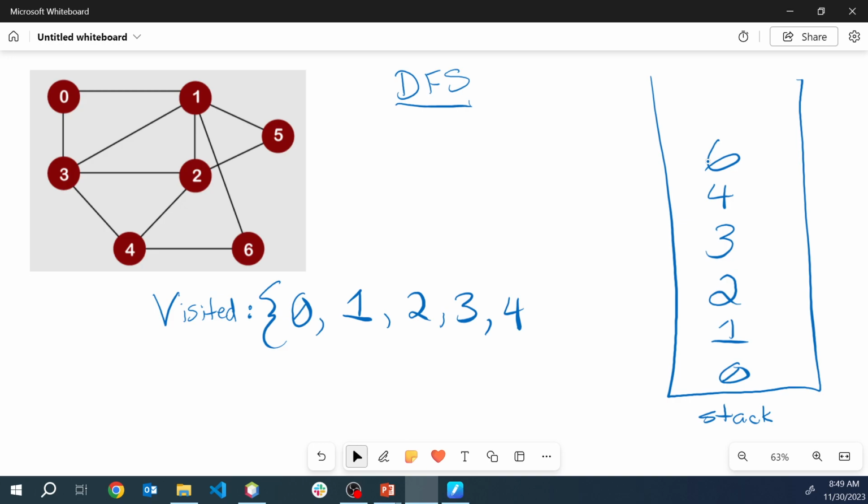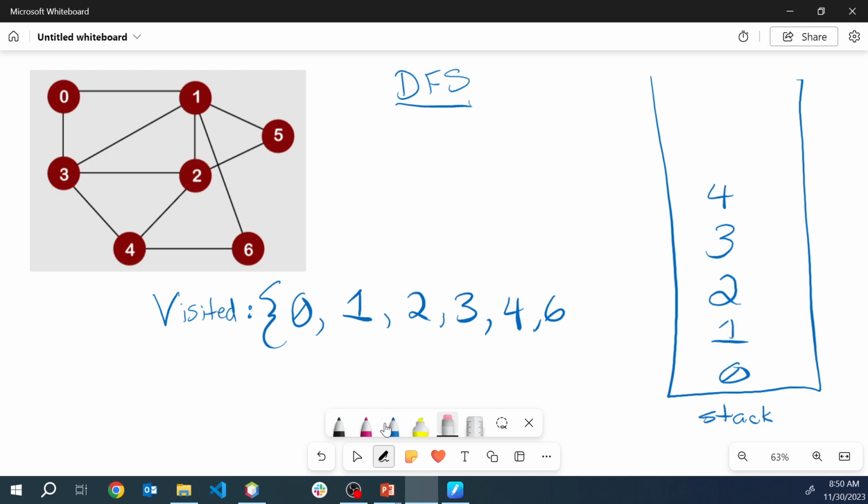We pull out 6, or we access 6, we mark it as visited, and we ask, does 6 have any unvisited neighbors? Well, 6 is connected to 4, 6 is connected to 1, and that's it. And both of those are already visited. Because they're already visited, we don't have anything to push into the stack, and rather what we're going to do is remove 6 from the stack. Now we're back to the 4 at the next iteration.